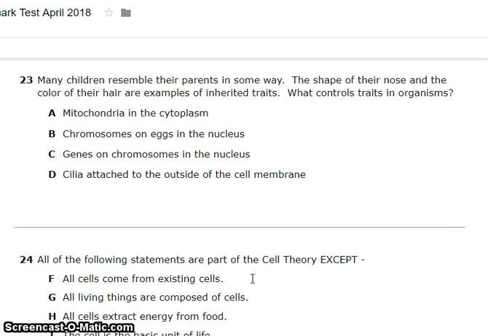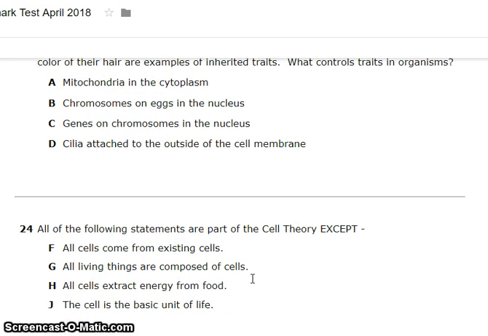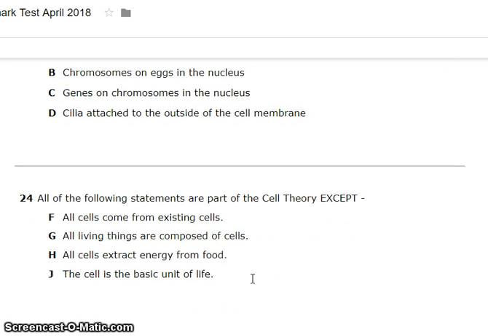24. All of the following statements are part of the cell theory except what? F. All cells come from existing cells. G. All living things are composed of cells. H. All cells extract energy from food. J. The cell is the basic unit of life.